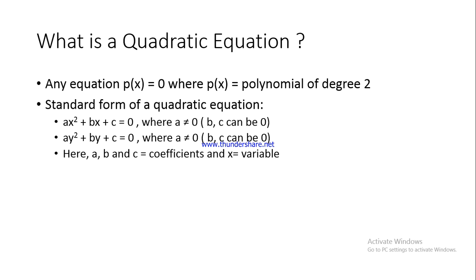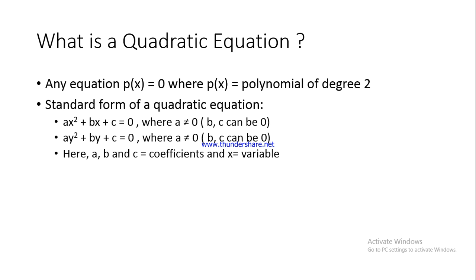The basic requirement is there should be one term with x square if it is a quadratic equation in x. If it is a quadratic equation in y, there should be at least one y square term, and there should be no term with a y cube or y raised to the power 4 or y raised to the power 5. In case of a quadratic equation in x, there should be no term with x raised to power 3, x raised to power 4, and so on. And there should be at least one term with x raised to power 2. Is this okay?